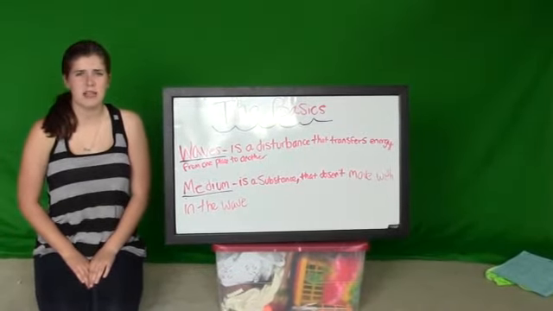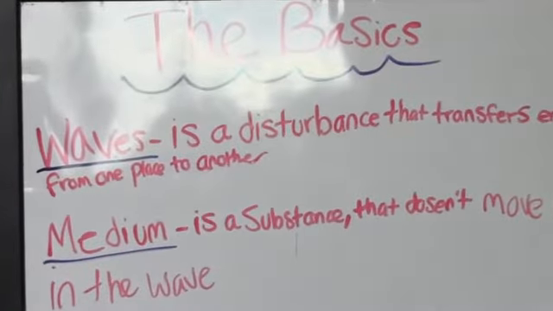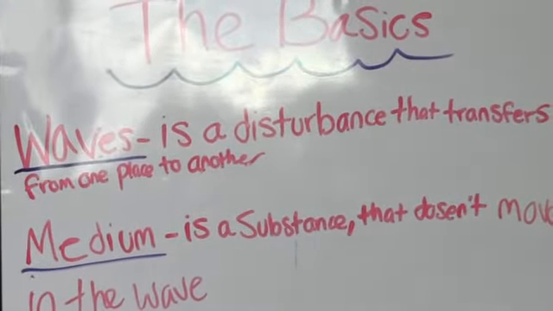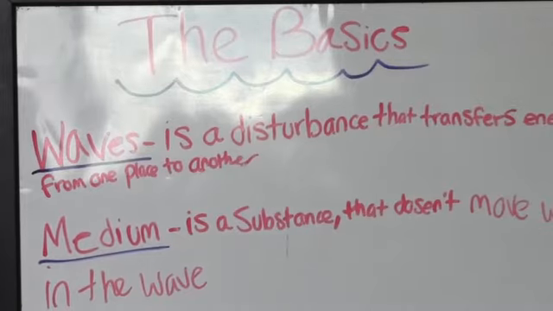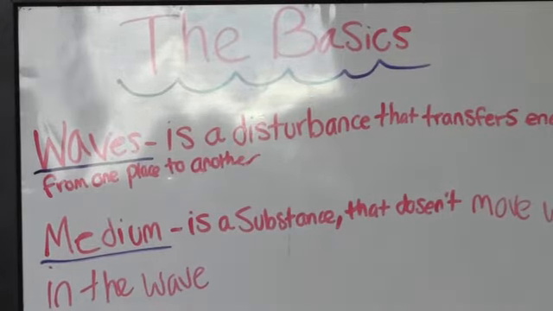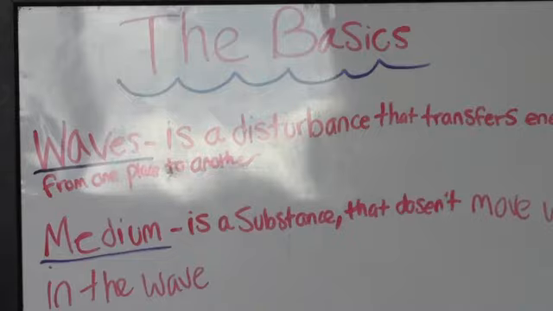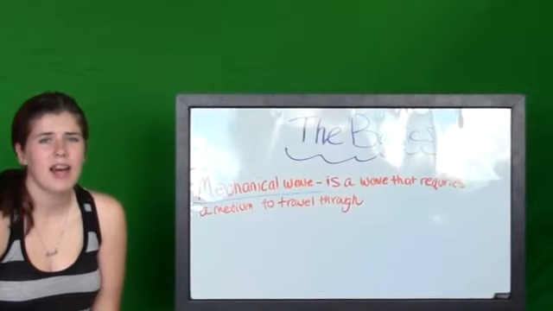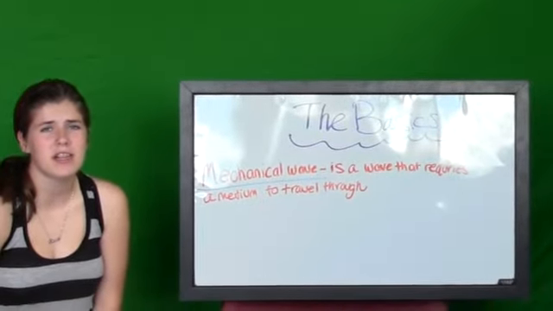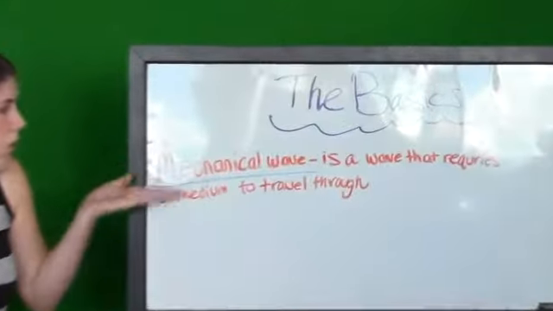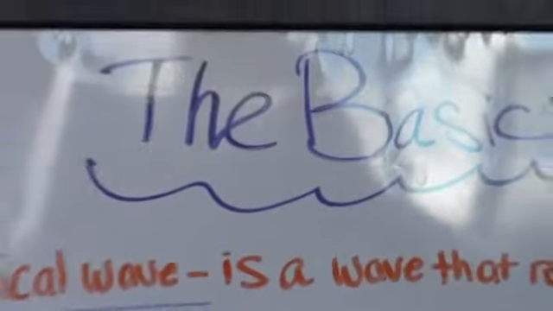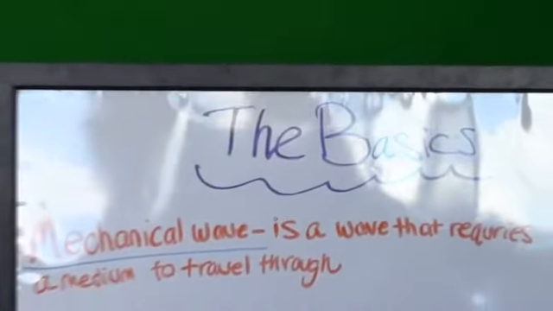We're going to talk about the basics of waves. And here is the basic vocabulary that you need to know. Pretty much, what is a wave? A wave is a disturbance that transfers energy from one place to another. A medium is a substance that doesn't move within the wave. The next vocabulary word that you need to know is a mechanical wave. A mechanical wave is a wave that requires a medium to travel through.